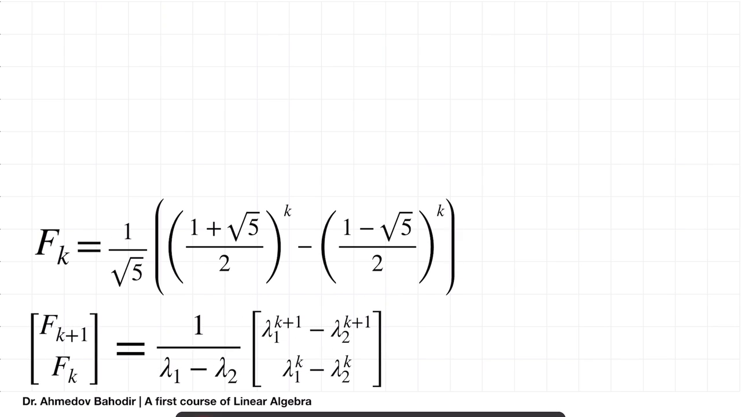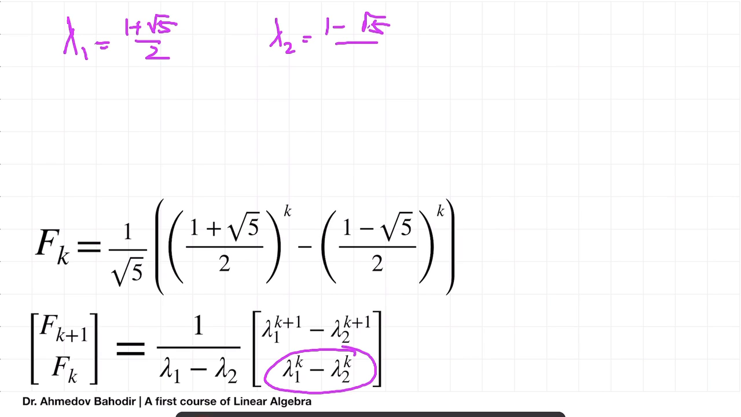So let me write this down now. F_k is going to be equal to the second row, right? So if you remember, lambda 1 was equal to 1 plus square root of 5 over 2, and lambda 2 is equal to 1 minus square root of 5 over 2. And if you subtract them, what you get is simply square root of 5. And that's here. So square root of 5 is lambda 1 minus lambda 2.